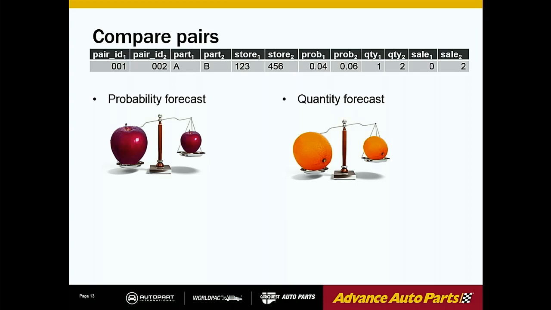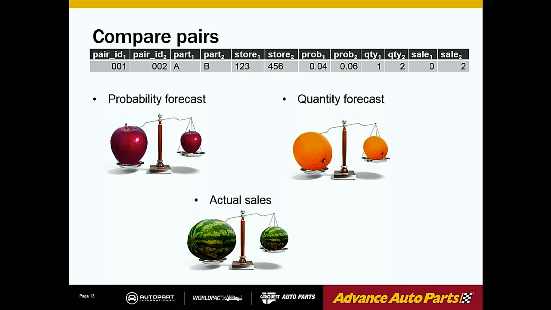And what is important, again, we also have the true data, sales. And sales also tell us, okay, for part 1, store 1, there are 0 sales. For part 2, store 2, there are 2 sales. So sales also are actually ordered for pairs of parts and stores. And here I ran out of preferable fruits, so I added watermelons.